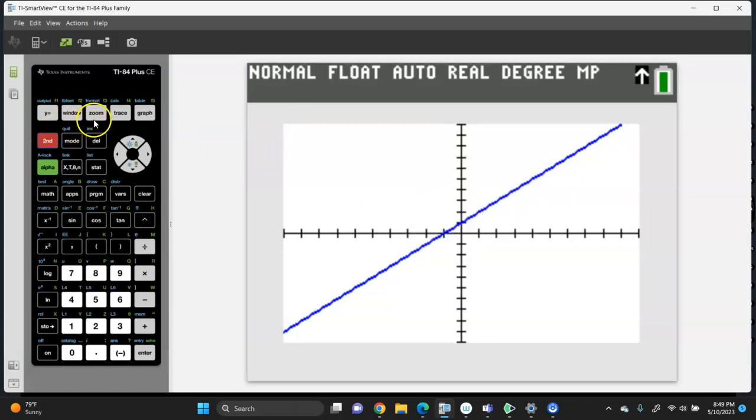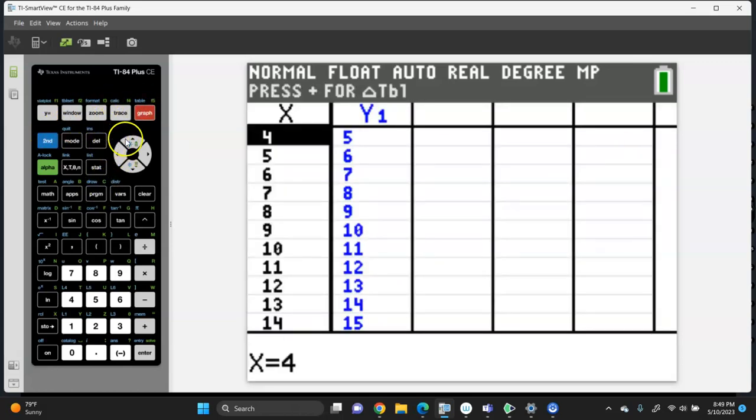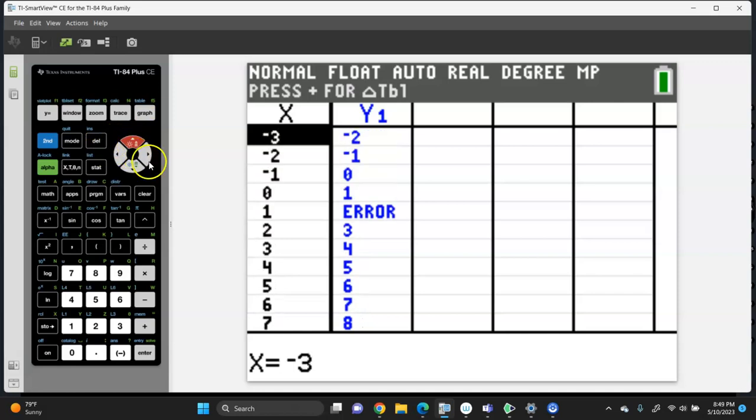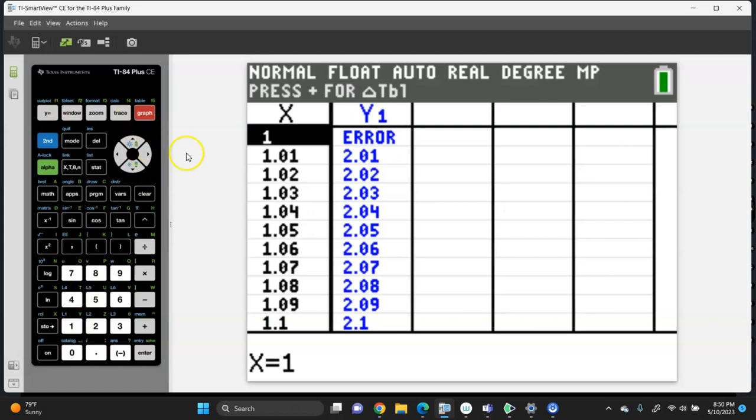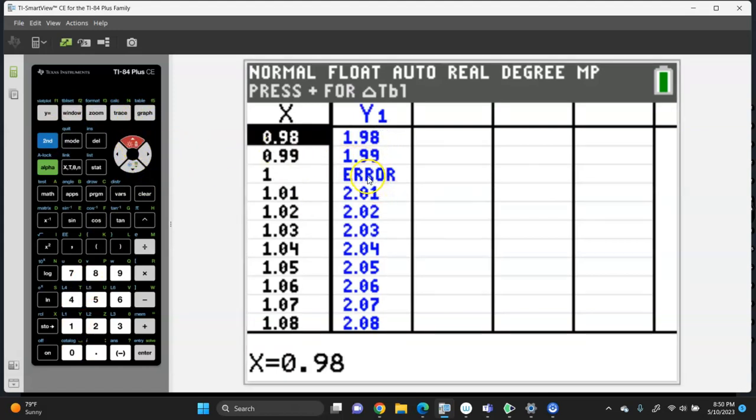If I look at the table, look what happens. There you go, I have an error at 1. If I change that table set to start at 1, and we'll change this to like 0.01, look what happens. It gets really close, but it never actually equals 1.